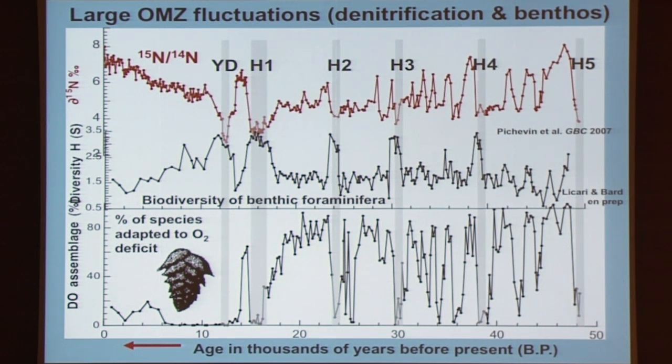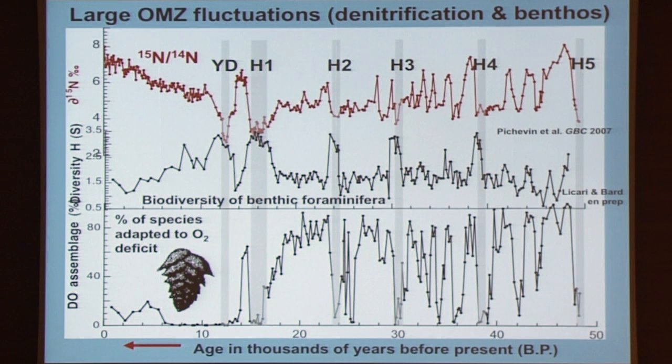And it's also possible to have the mirror image of the whole thing by counting only the species that are adapted to oxygen deficit, and we can see a very nice correlation between this percentage of species adapted to oxygen deficit and the intensity of the denitrification. So this is the kind of thing that we can do with paleoceanography, just to illustrate how large the changes can be over those time periods.